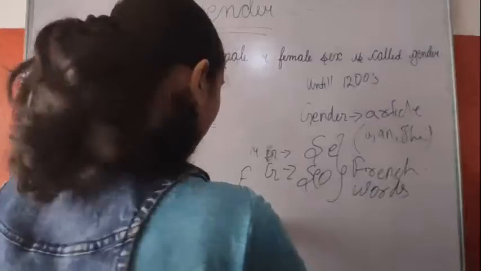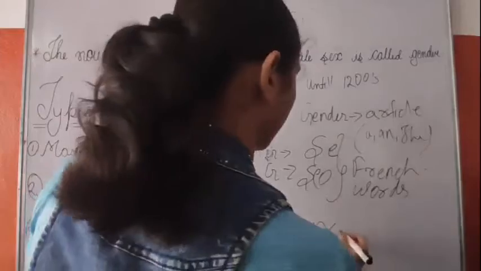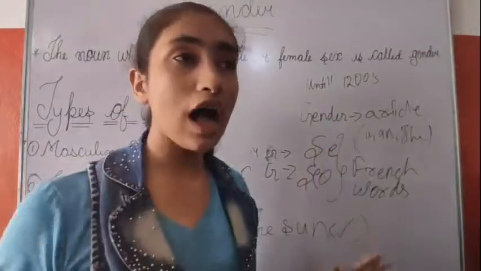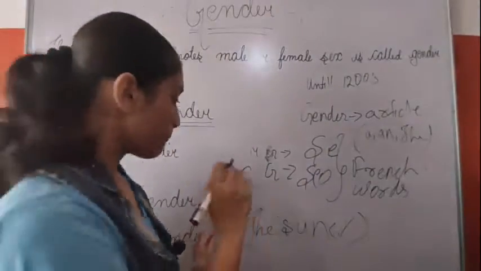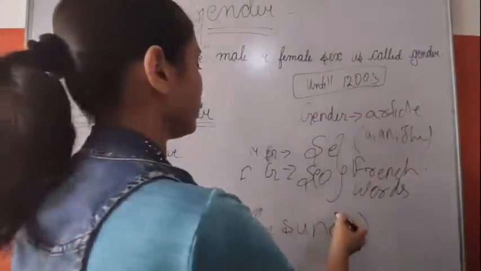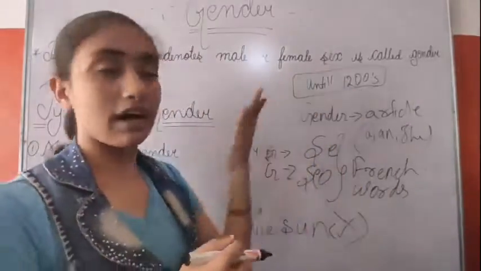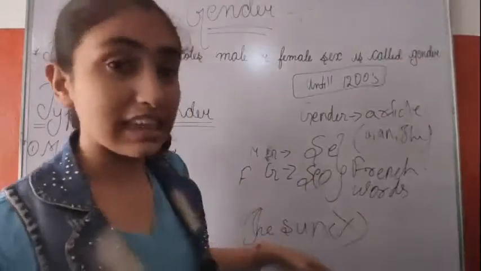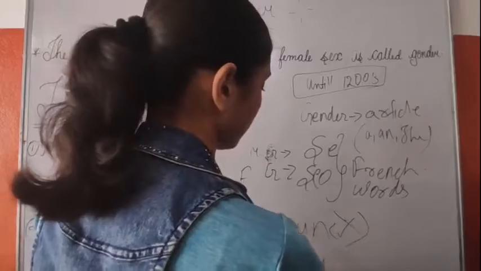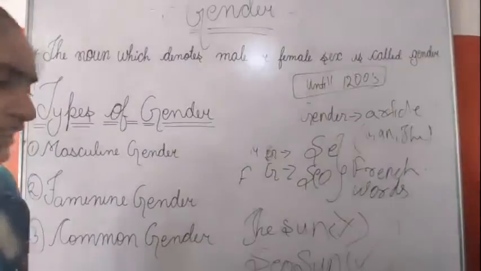We say the sun, right? And according to you and me, and according to all people, this is right. But before or until the 200s, this was totally wrong. It means when you were there in the 200s, you could not say the sun. You would have to say seo sun, and that would be correct.